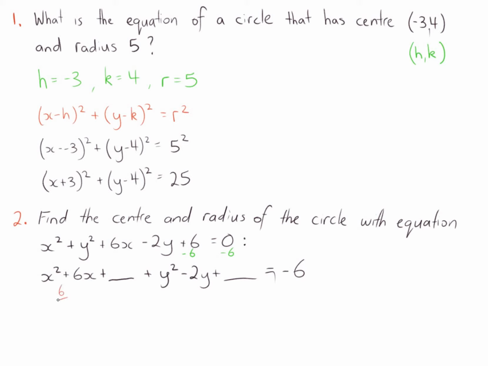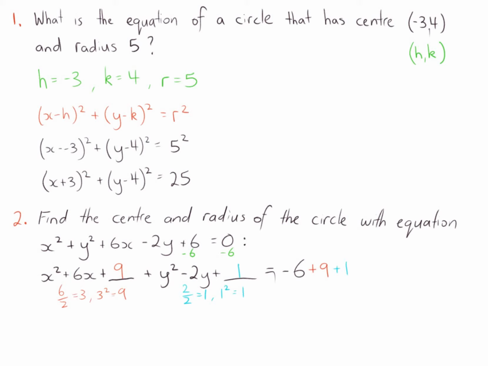So 6 divided by 2 gives us 3, and 3 squared gives us 9. So we are going to add 9 in here. But whatever we do to the left-hand side, we have to do to the right-hand side of our equation as well. For the y's, let's take 2 and halve it. 2 divided by 2 gives us 1, and 1 squared is also 1. So for this we will add 1. But whatever we do to the left, we must do to the right.